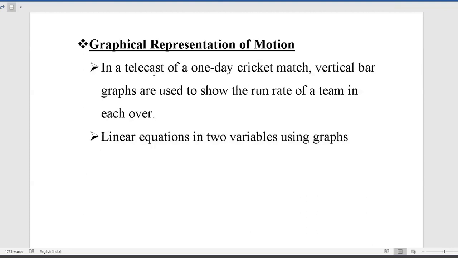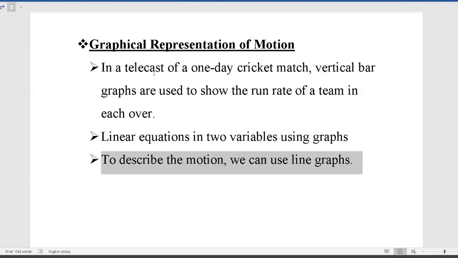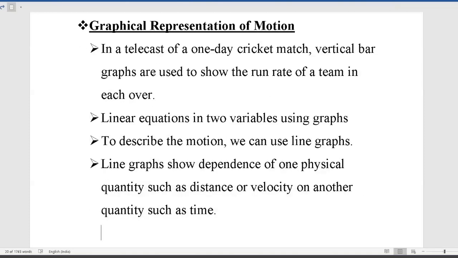So, what type of graphs do we use to describe the motion of an object? To describe the motion, we can use line graphs. What do they show? Line graphs show dependence of one physical quantity, such as distance or velocity, on another quantity, such as time.